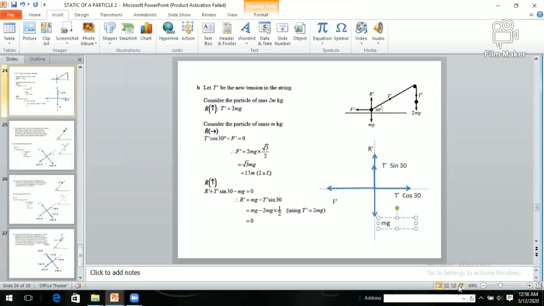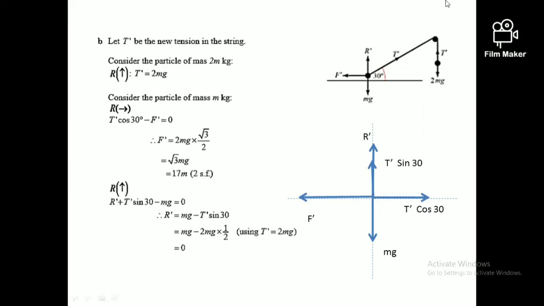Right. Okay, let's get back to the question. It's mg. Therefore, you can say, if you consider the vertical equilibrium, R dash plus T dash sin 30 is equal to mg. Right. Okay. Then how can we get this value? We need to find out R dash plus T dash sin 30 equals mg.